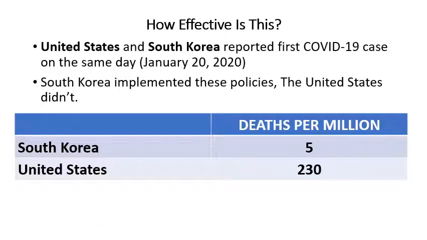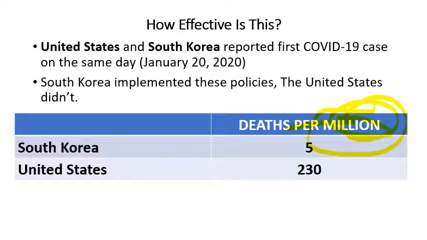All right, here's a good example of what happens when you do these things versus if you don't. For example, the United States and South Korea reported their first COVID-19 cases on exactly the same day, January 20th, 2020. South Korea immediately initiated random testing, forced people to wear masks, and forced people to stay inside. They had roadblocks where they were testing people's temperatures with forehead infrared cameras, and the United States didn't at first.